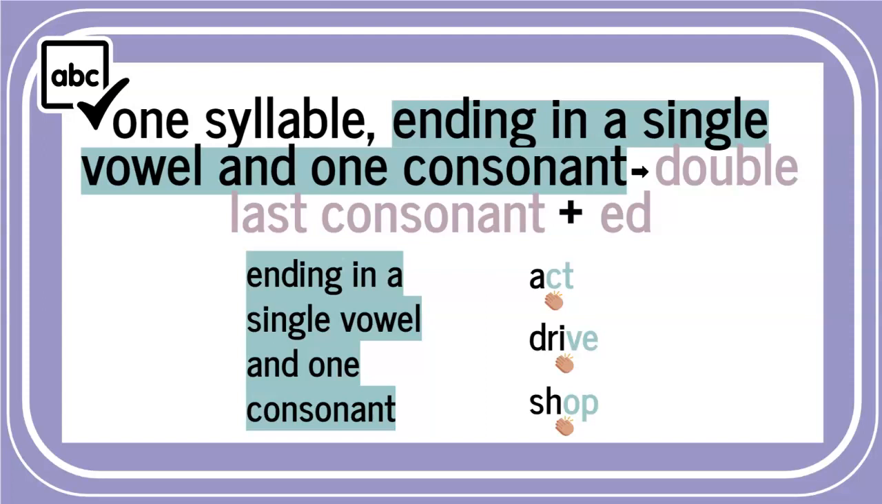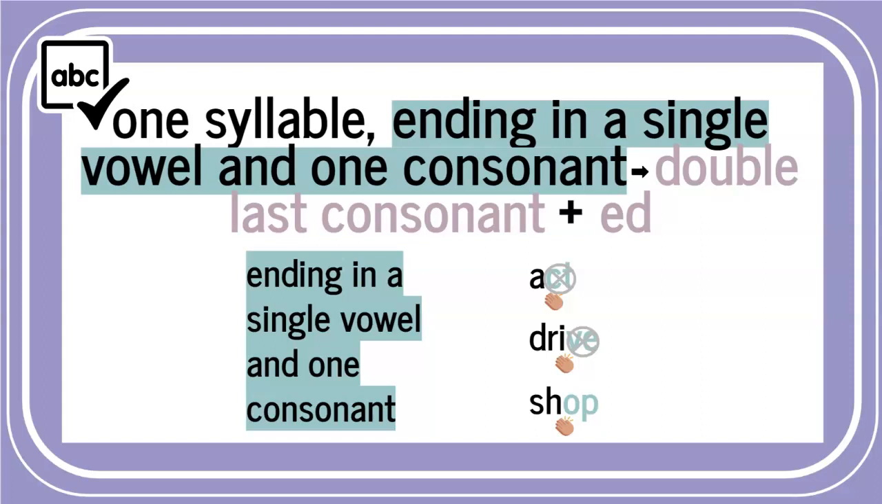We have act, drive, and shop. Act, last 2 letters is C and T. Is this a vowel and consonant? No. So we cannot use this rule for act. Drive, last 2 letters is V and E. Is this a vowel and consonant? No. It is a consonant and a vowel, so we cannot use this rule.